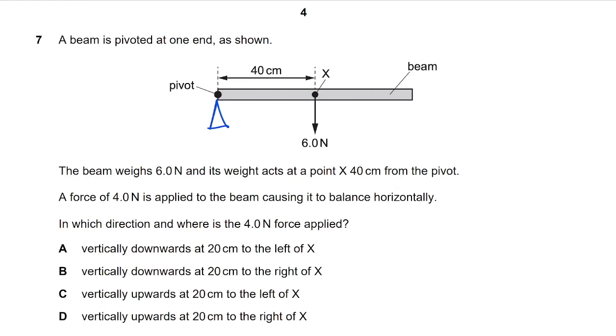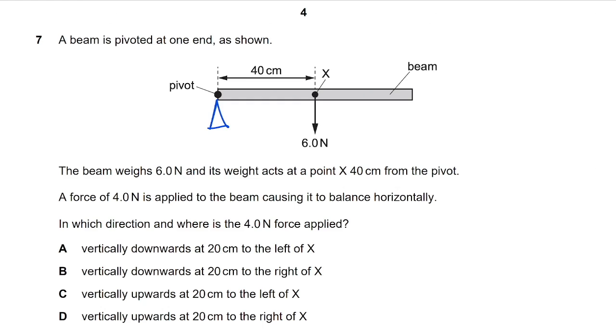So I like to draw it because it's just a more common way to draw these types of diagrams. It says the beam weighs 6 newtons and its weight acts at a point X 40 centimeters from the pivot. So from the pivot to a point X, it is 40 centimeters. And then it says a force of 4 newtons is applied to the beam, causing it to balance horizontally. Now, in physics, it's always good to visualize what you see, right?